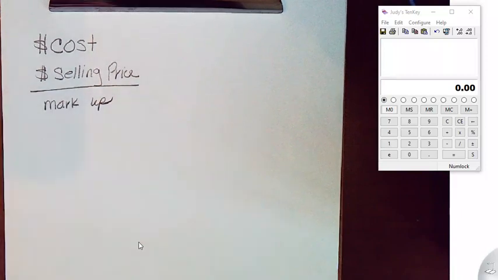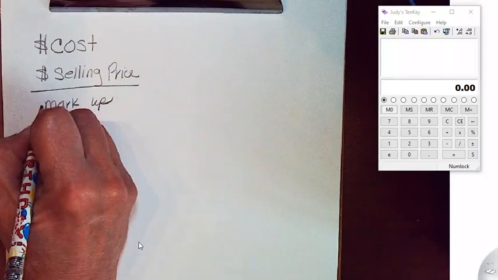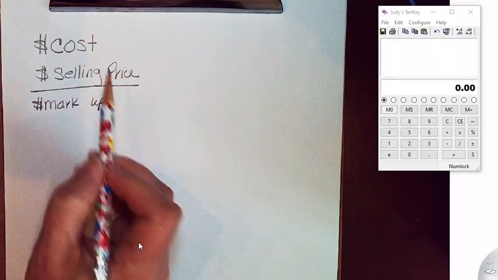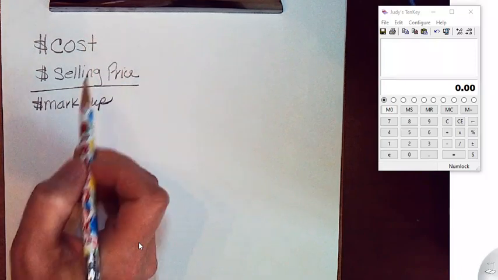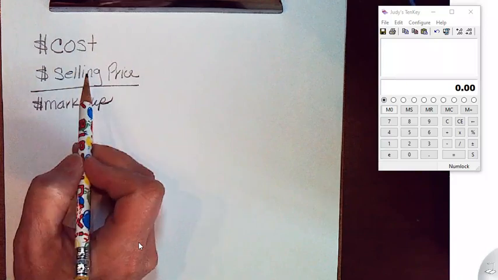So I have to make money. I have to pay my employees. I have to pay the rent. I have to have money left over for me and my family, insurance. So I have to mark up from the cost to come up with a selling price.